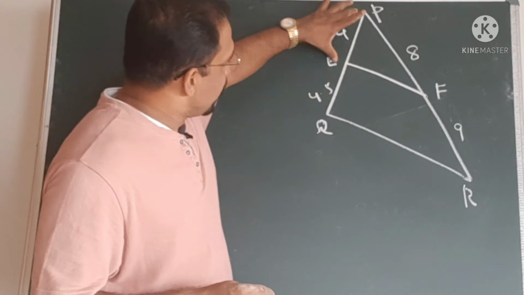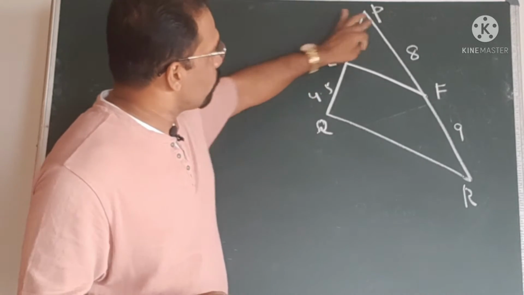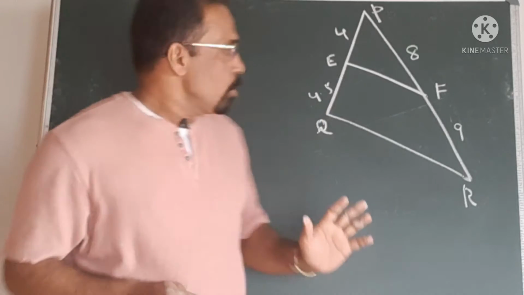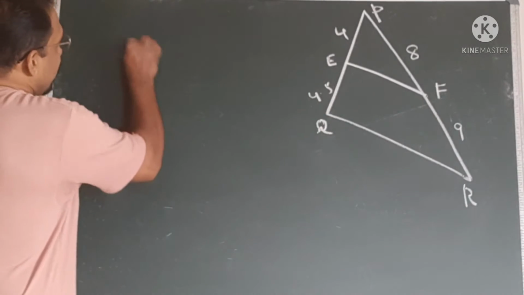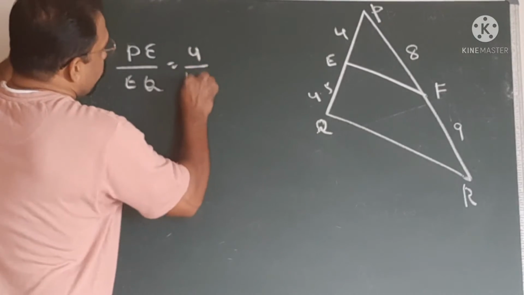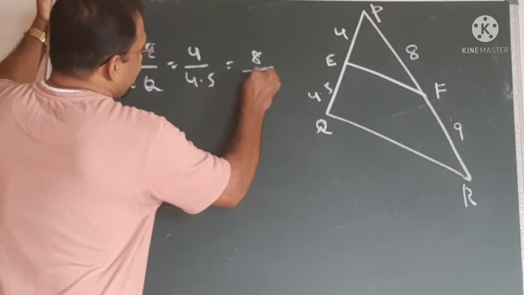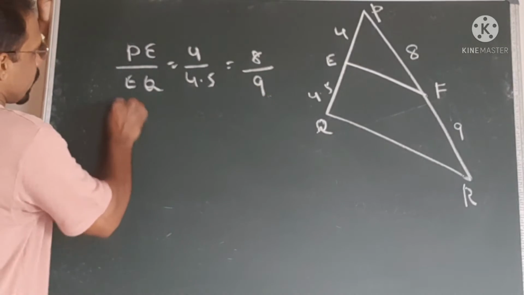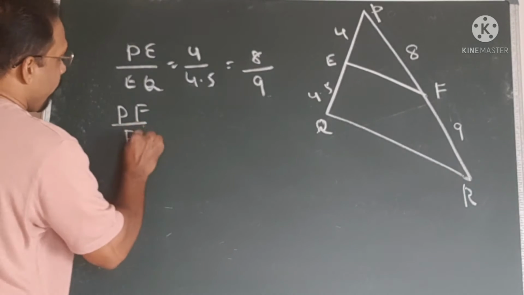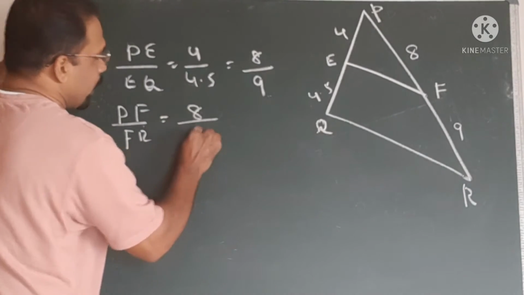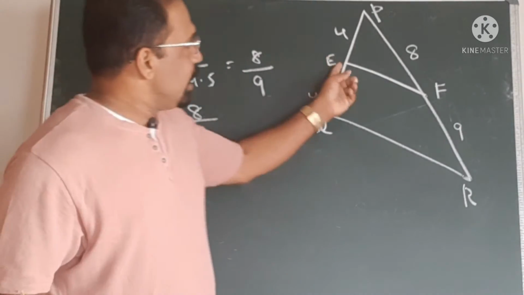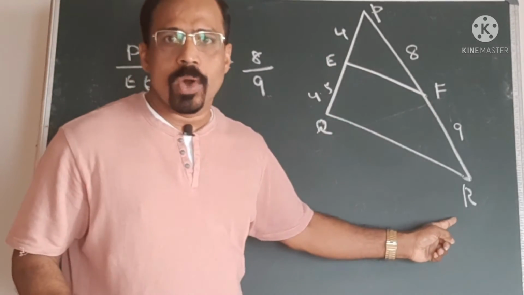Now, let us do the second question. Here PE is 4, EQ is 4.5, PF is 8 and FR is 9. So, let us see the ratios. PE by EQ, that is 4 by 4.5, that is 8 divided by 9. Let us see the right hand side. PF divided by FR is equal to 8 by 9. So, these ratios are equal. Therefore, EF is parallel to QR.